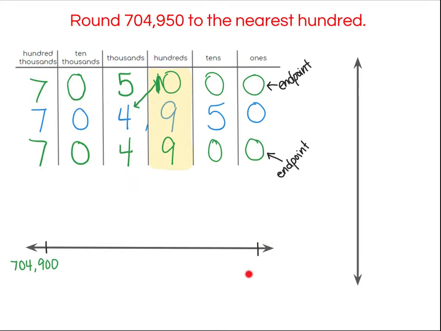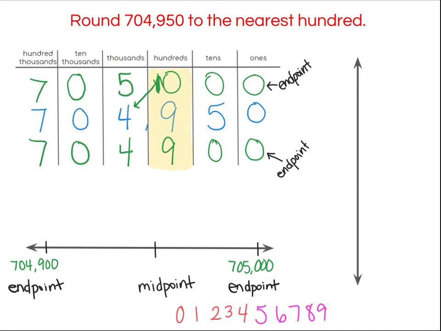705,000 is our larger endpoint, and it goes on the right. Now we will figure out what the midpoint is. So one thing we need to remember when we're rounding is that the very middle of the digits 0, 1, 2, 3, 4, 5, 6, 7, 8, 9 is right here. So we consider 5 to be the midpoint always.